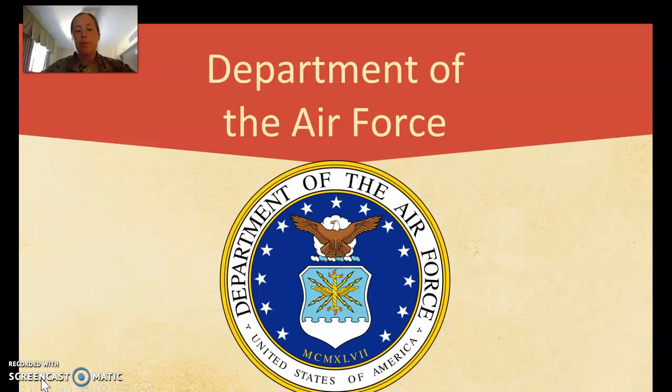Next, I'm going to talk about the Department of the Air Force seal. And while I have the photo pulled up, I want you to look closely and remember different details about the seal. So I want you to remember the yellow around the seal, the 13 stars, the eagle, the cloud, and the shield.